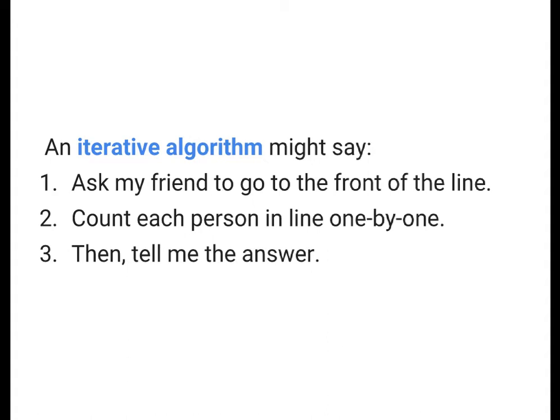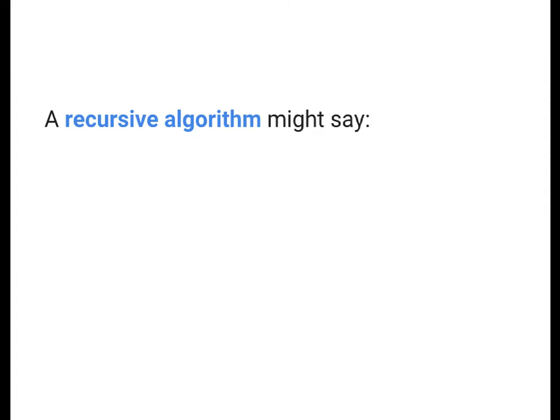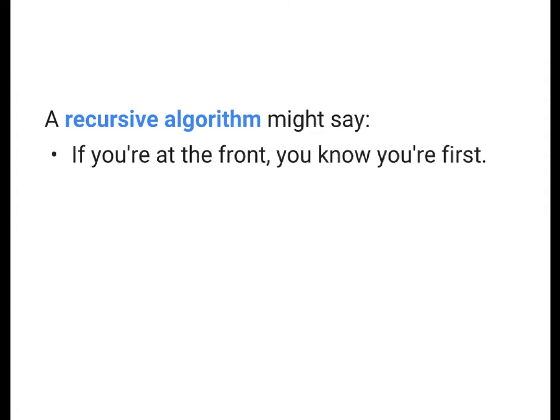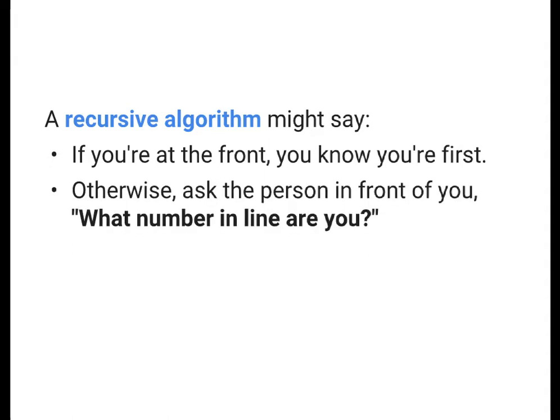All right, so I'm going to show you the second solution, which is a recursive algorithm. So it's a new key term, recursive. What I might say is, if you are at the front of the line, you know you're first, right? If I'm at the front of the line, I know I'm already first. But if I'm not at the front of the line, what I can do is I can ask the person in front of me, what number in line are you?